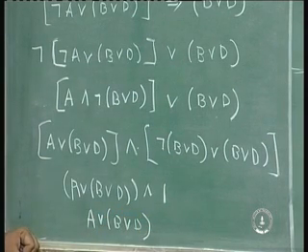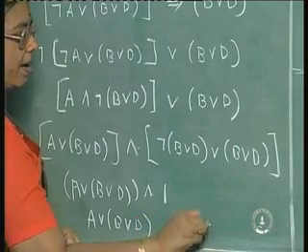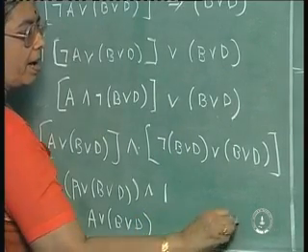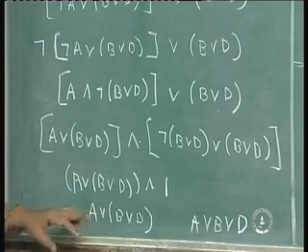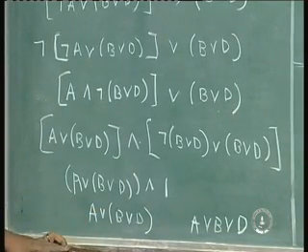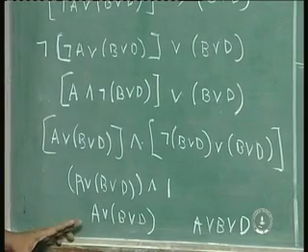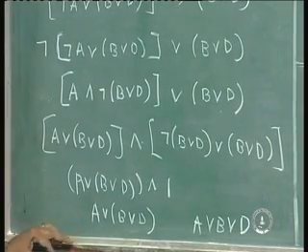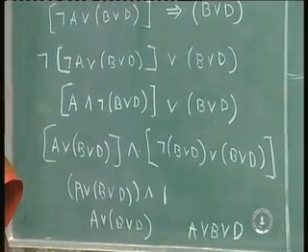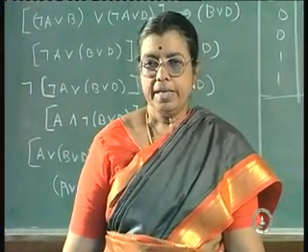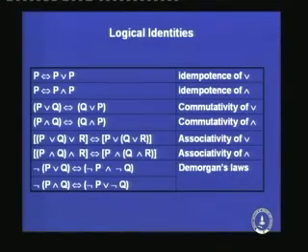Now, because of the associative property of OR, you can write it as A or B or D without ambiguity. We can remove the parentheses here, it is not necessary because of the associativity of OR. Like that, using these identities, we can simplify logical expressions.